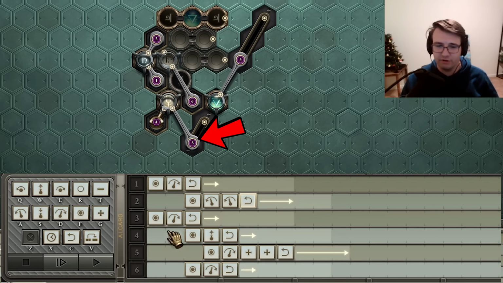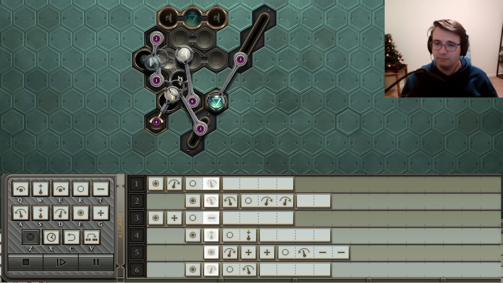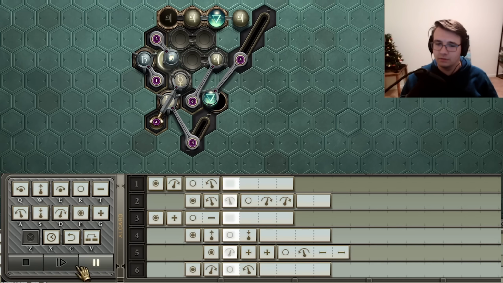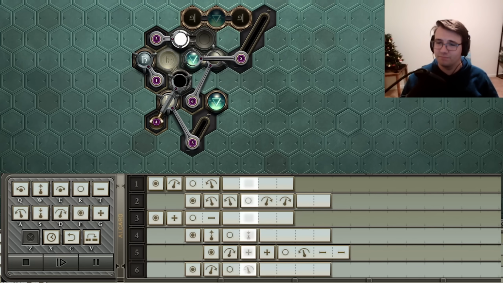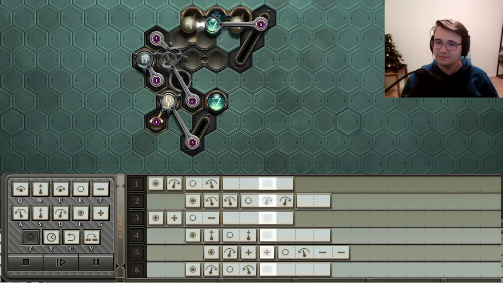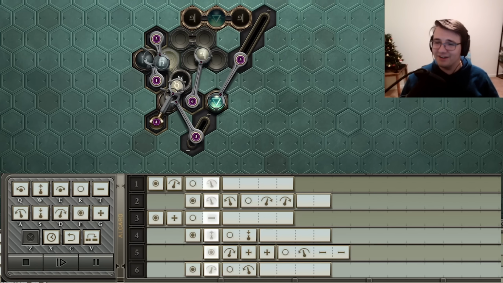I programmed arm 3 wrong. It's supposed to go along the track, not rotate. Whoops. How about now? Okay, it almost works, except this has to be over one. Send it. There you go. Alright, I ironed out the kinks.